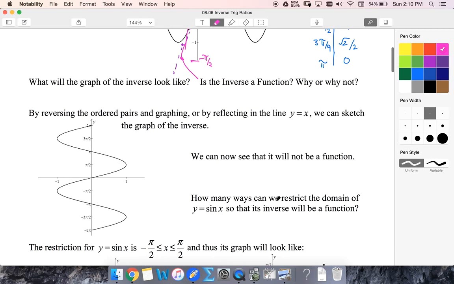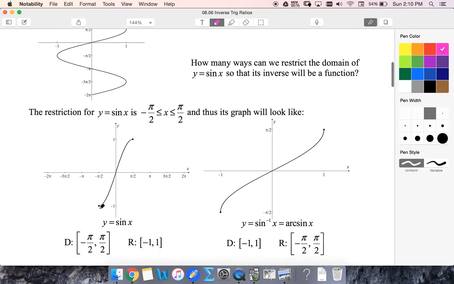So we could restrict the domain in many ways. The most common one is negative pi over 2 to pi over 2. So if we do that restriction, here's our inverse graph. Sorry, this is the original graph, so we're going from our minimum to our maximum. And then now our x's and y's switch, so negative 1 to 1, negative pi over 2 to pi over 2. So sine graph, inverse. When we do the inverse, the domain and range switch.